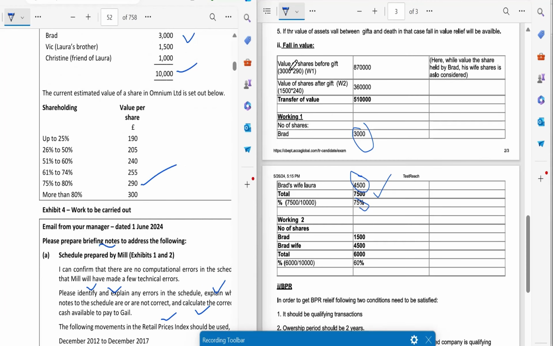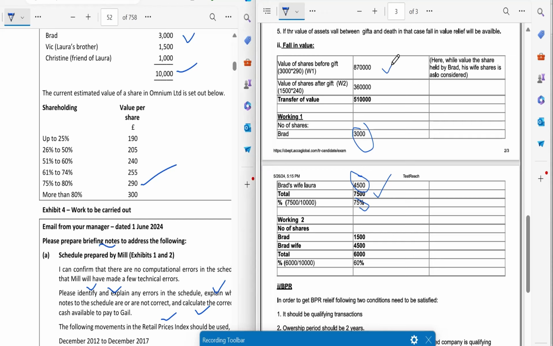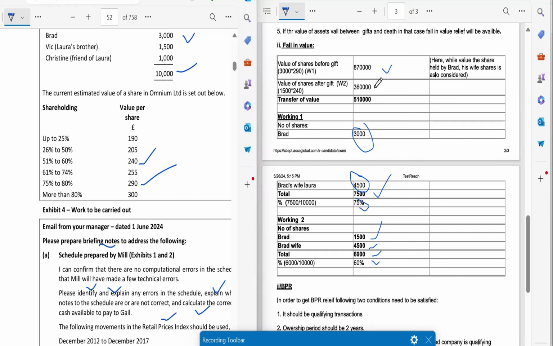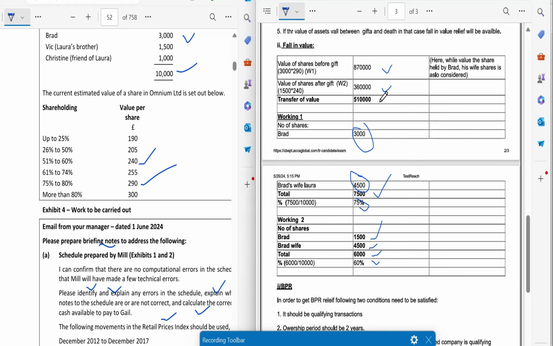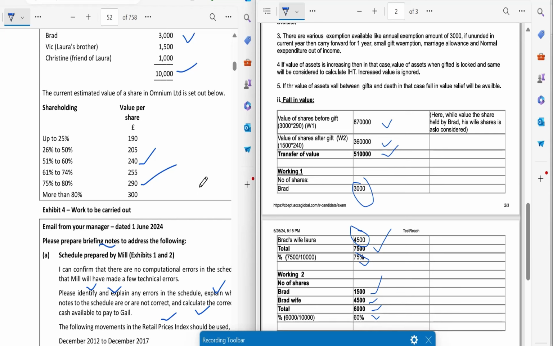So just multiply 3,000 by 290, which gives a value of 870,000. After Brad gives 1,500 shares to his daughter Gail, the remaining shares are 1,500, and his wife still has 4,500. Altogether they have 6,000 shares. So it's 60%, right? And this 60% has a value of 240,000 per 1,000, which gives 360,000, right? So the difference is 510,000. This is the transfer of value that the question is asking for, the fall in value, right?